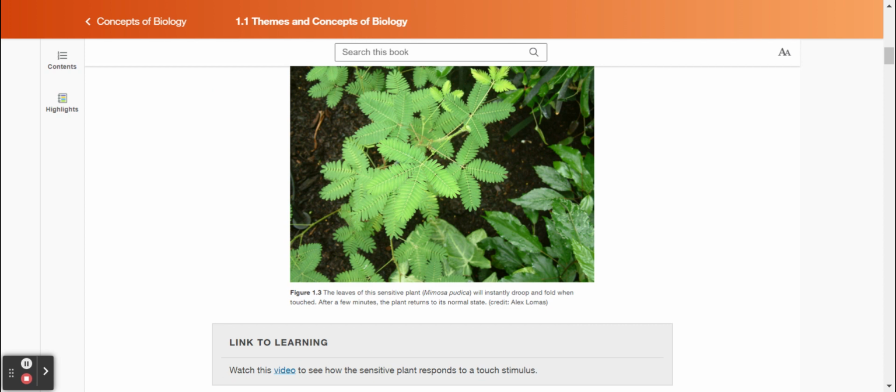Figure 1.3. The leaves of this sensitive plant, Mimosa pudica, will instantly droop and fold when touched. After a few minutes, the plant returns to its normal state.